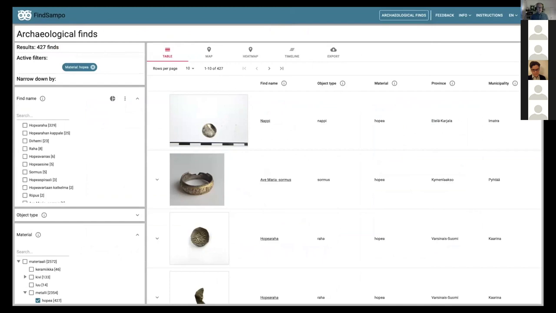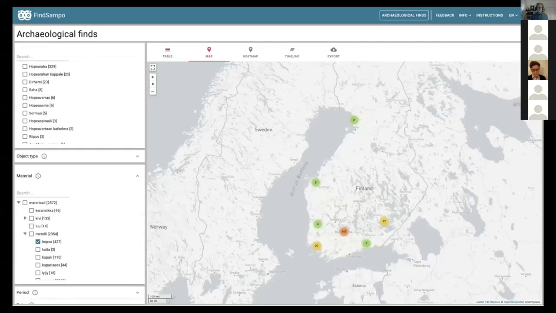So there is also a prototype of the FindSampo portal for studying the existing finds, having a faceted search interface and different views of the results powered by the Sampo-UI. So here is a selection made on the material facet to show all silver object finds, which are 427. Shown here is the table view with also a photograph of the object. There are also map, heat map, and timeline views for analyzing the results. So the map view shows here the silver object points on a map. And you can see that there is this cluster of 147 points and other smaller clusters in this.